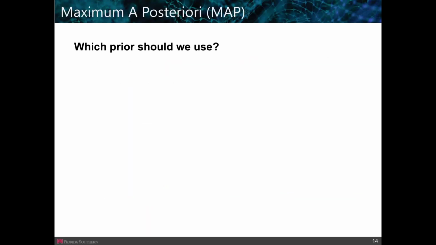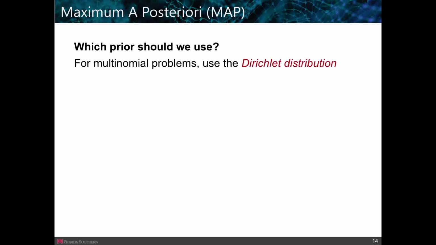What do we do for multinomial problems? In other words, problems where we have more than 2 options. It's not heads or tails. It might be 10 topics. It might be 6 sides of a die. For these problems, we will often use the Dirichlet distribution, or Dirichlet. I feel like it's Dirichlet. We can debate about that when I see you on Wednesday.